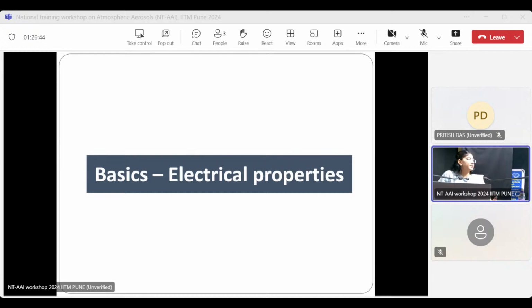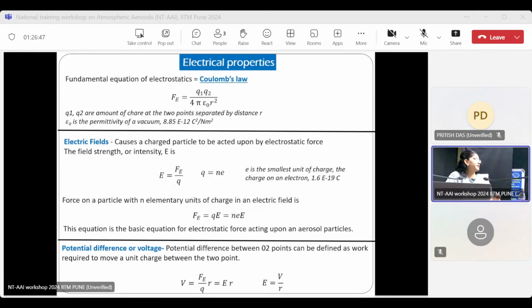So starting with the basics. These are some of the basic equations known to all of you, I hope. The fundamental equation is Coulomb's law, which tells you the electrostatic force between two charged particles, given by this equation. Then we have the equation for the electric field, which is basically the force experienced per unit charge. And if we rearrange this equation, we will get the force equation in terms of electric field, which is force equal to QE.